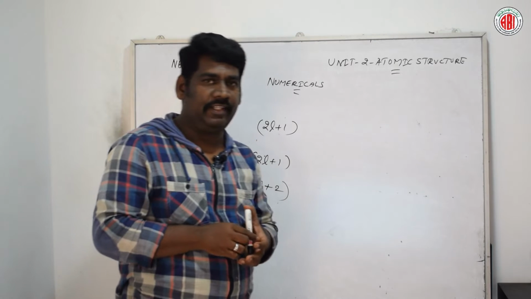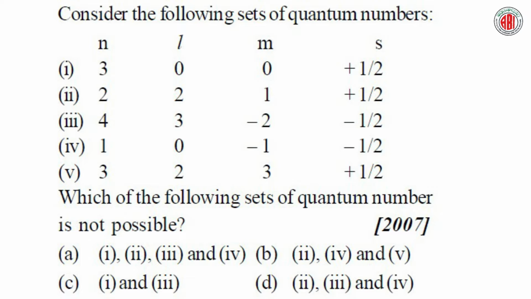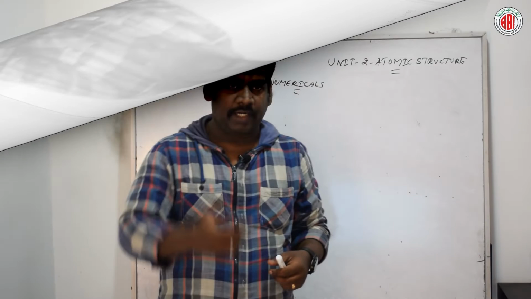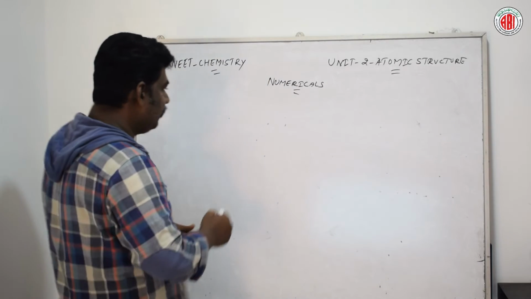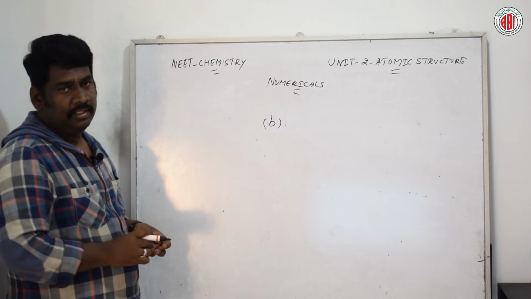Now let us go for the next question. Look at this question, guys. Consider the following sets of quantum numbers. Here different quantum number values are given: n value, l value, m value and s value. Which of the following sets of quantum numbers is not possible? Here are four different options given. Let us see which one of the sets is not going to be possible. According to this question, option B is not possible. Let us see how.